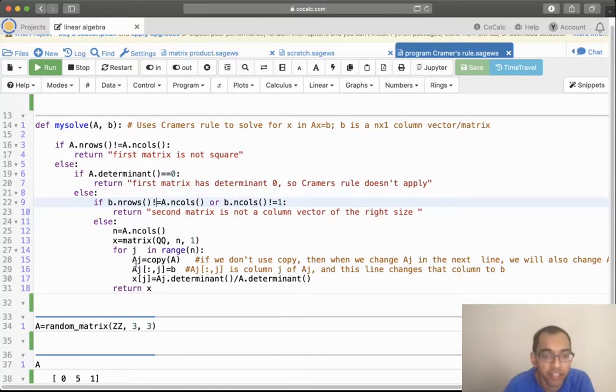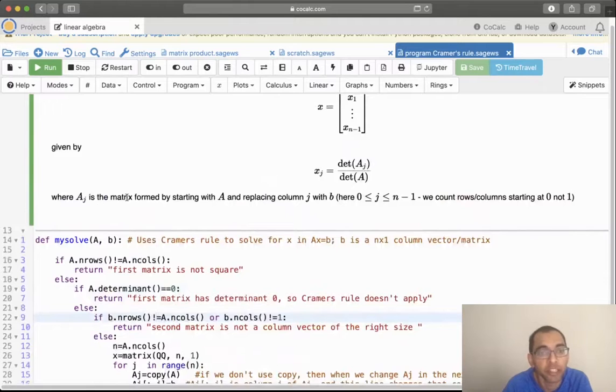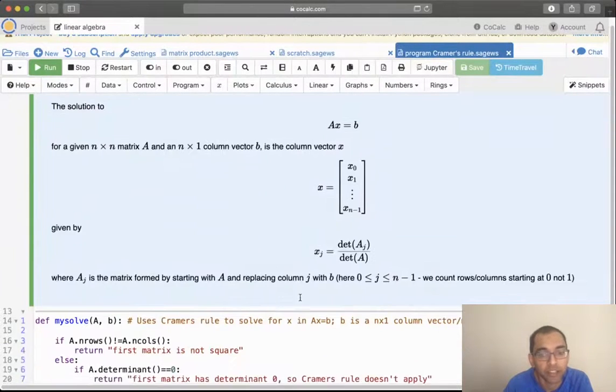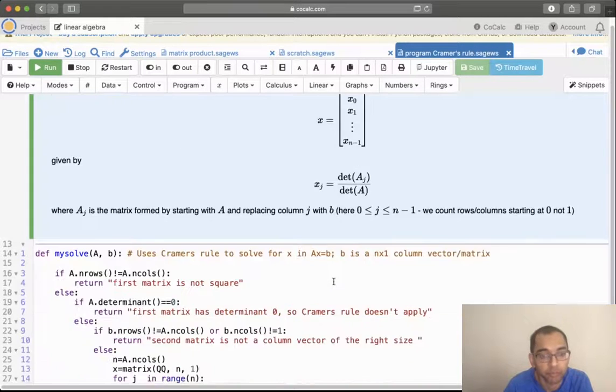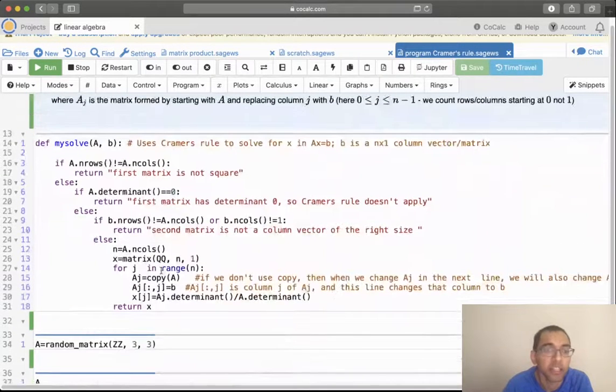Okay, so then I'm going to create this matrix A sub j. Remember, A sub j in Cramer's rule is you start with the matrix A and replace column j with B. So that's what's happening here. A sub j, I start with A.